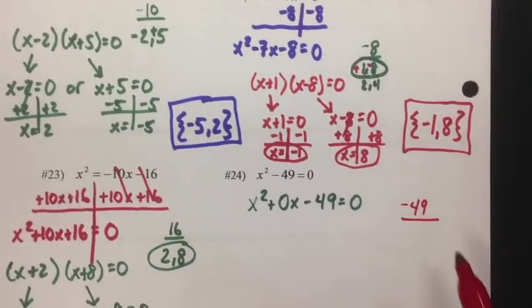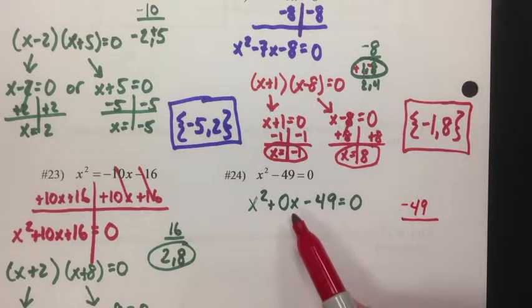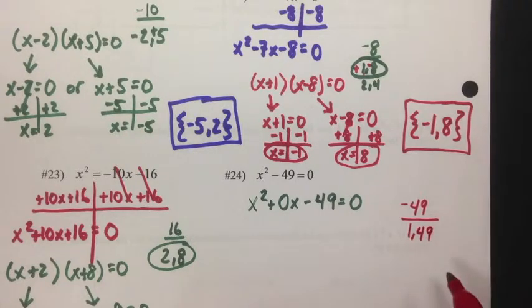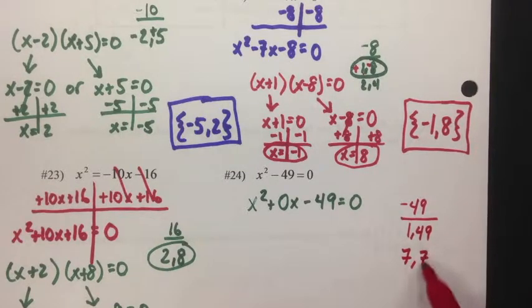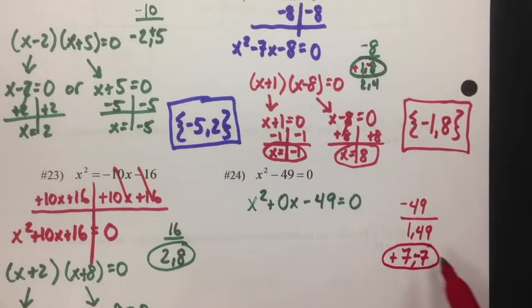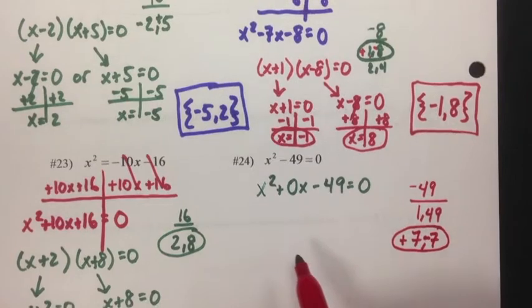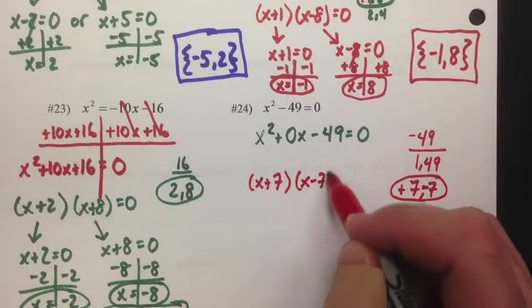Now you're thinking, two numbers that multiply to 49 that add up to 0. If you add two things to get 0, they have to be opposites. So let's see, 1 and 49 is no good. What about 7 times 7? To multiply to get a negative, one of them is plus, one of them is minus. And if I do 7 and negative 7, if I add those, I get 0. So there's my winner.